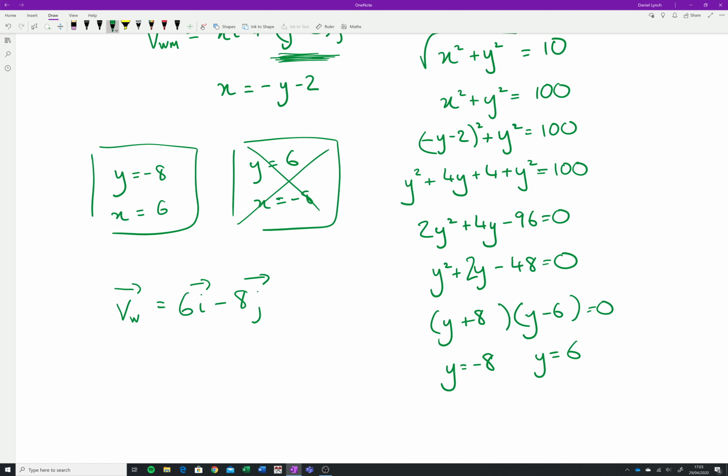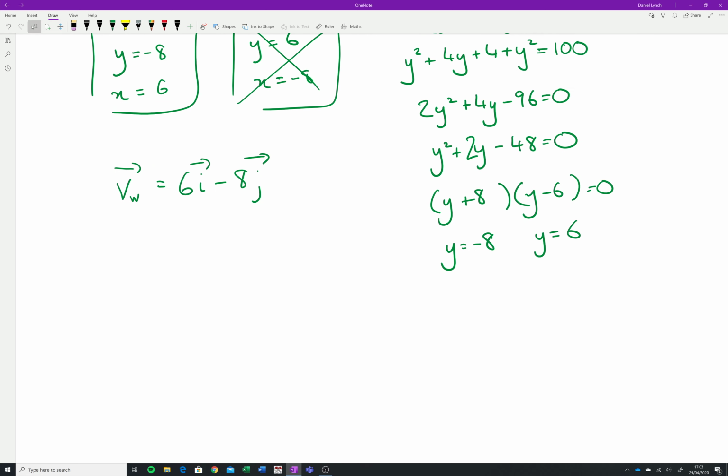This should be easier. If the man reversed direction but continued to run at 2 meters per second. Okay, so we have a new situation here. What is the guy doing? He was running south, so now he's running north. So he's just going straight up. So 0i, nothing left or right, and he's going up. So that's plus 2j there.